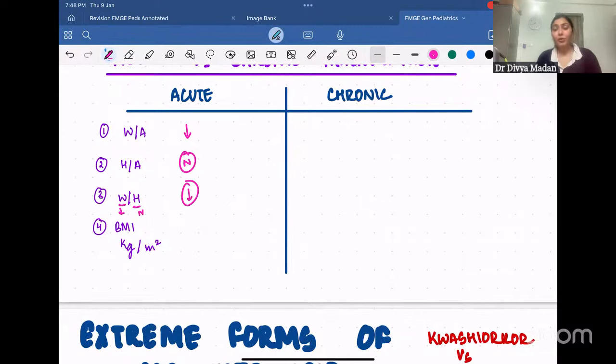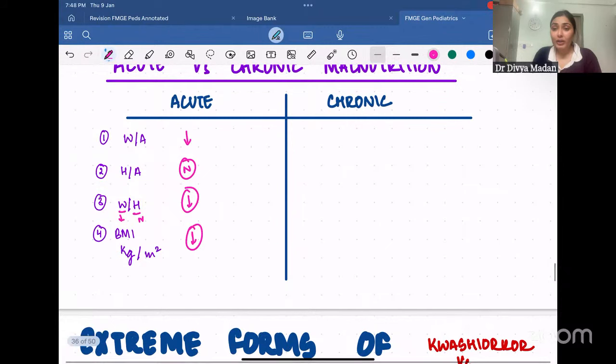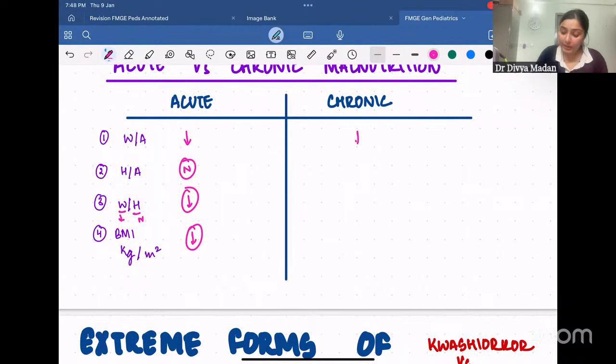What about BMI? What is BMI? Weight in kgs divided by height in meters square, right? So this is nothing but again weight for height. So it will also decrease, right? What about chronic malnutrition? In chronic malnutrition, now for a longer period of time, the child is not receiving enough nutrition. So along with the weight, height will also decrease. If you take weight for height, height is also less, weight is also less. So it may be normal, right? And same goes for BMI. So this is how you're going to differentiate acute from chronic malnutrition.